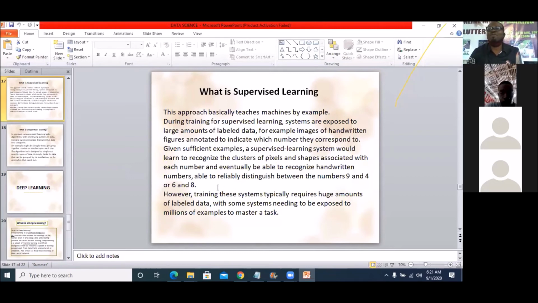So after using supervised learning, you are going to find out that computers should be able to locate 9 and 4 and distinguish between them when they see it, just like you can do as a human being. However, training this system typically requires huge amounts of labeled data, with some systems needing to be exposed to millions of examples to master a task.